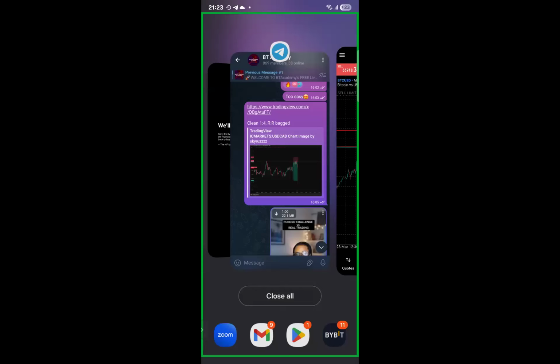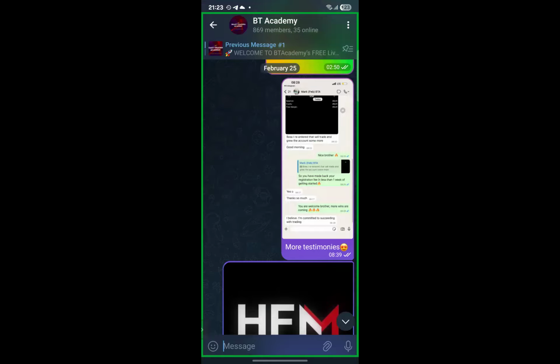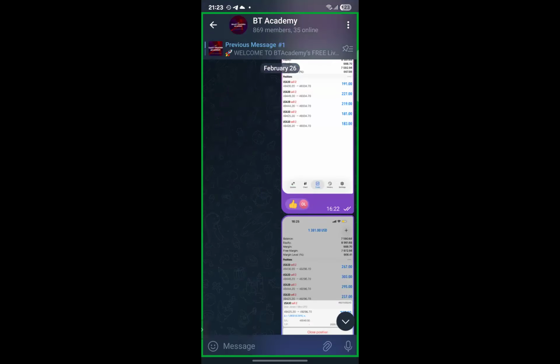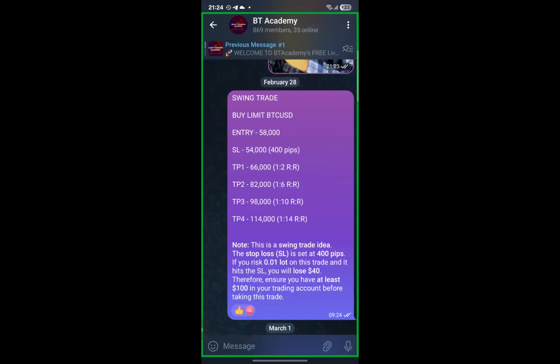Let's scroll down. You'll see I dropped a buy limit trade here on BTC USD. See buy limits. This one is not sell limit. This one is buy limit. So you can see the buy limit on BTC USD. You can see the entry price, 58,000. You can see the TP price. And you can see the stop loss price. So let's go and enter this one out together.